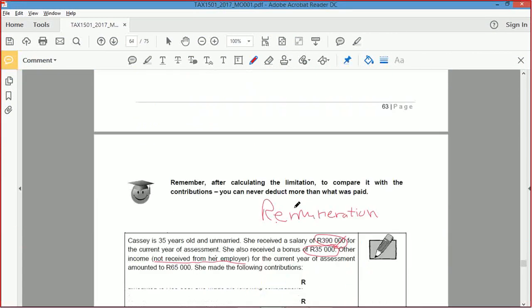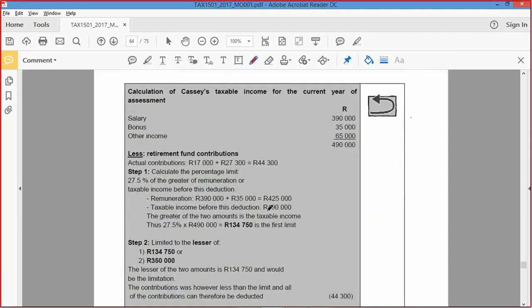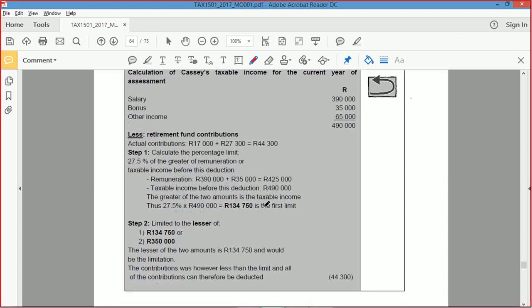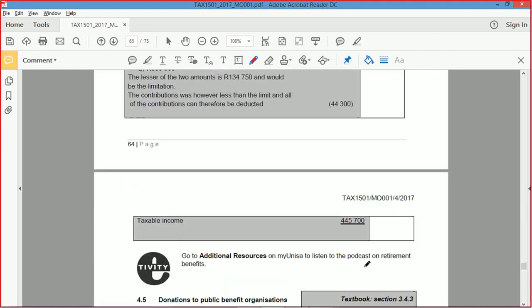Let's go back to the textbook. Let's see what else they give you. They gave you a working here. Their working looks very good. It's similar to what we discussed. So what was the final answer? Yeah, the answer's the same. 445,700.